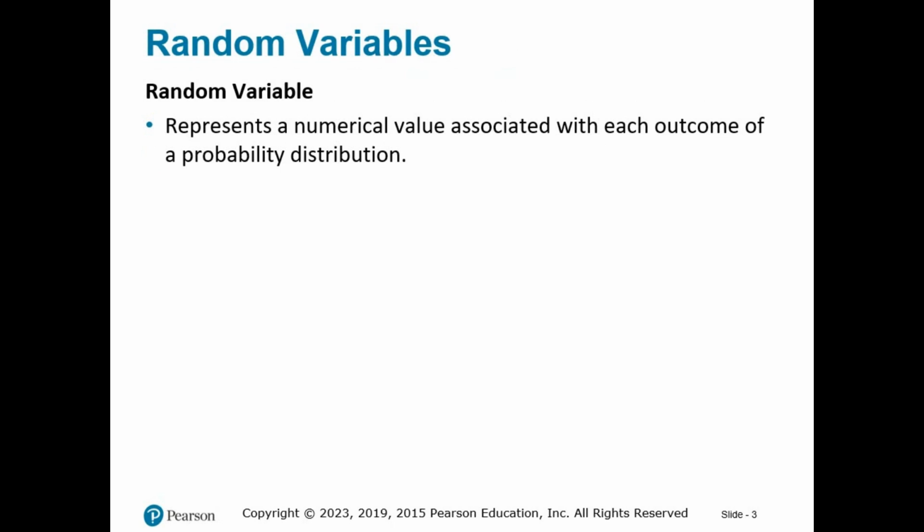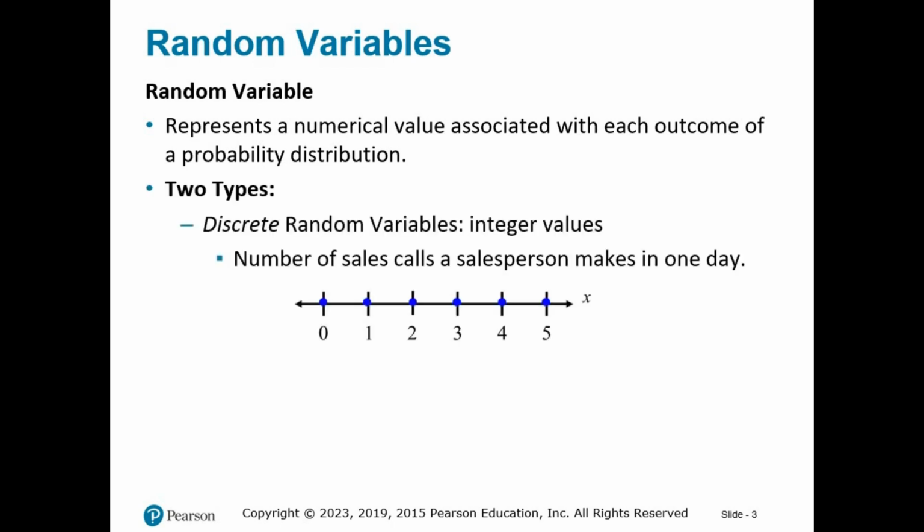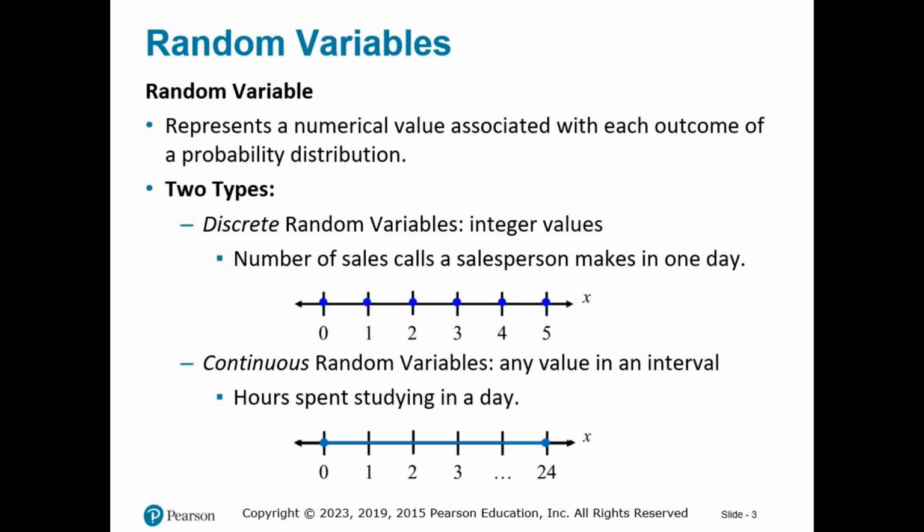As a quick review, in Chapter 4, we introduced what are called random variables, which represent a numerical value associated with each outcome of a probability distribution. And we had two types, discrete and continuous. The discrete types were integer values, like 1, 2, 3, etc. Continuous variables were any value in an interval.